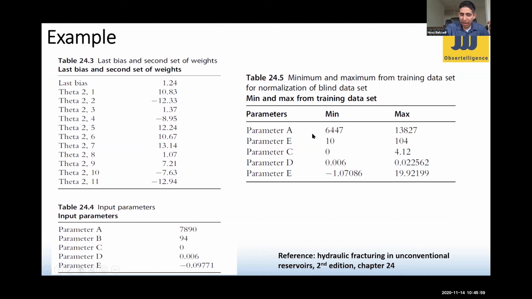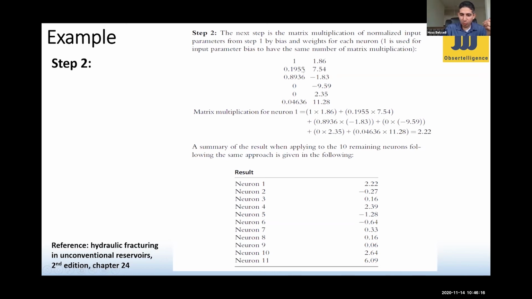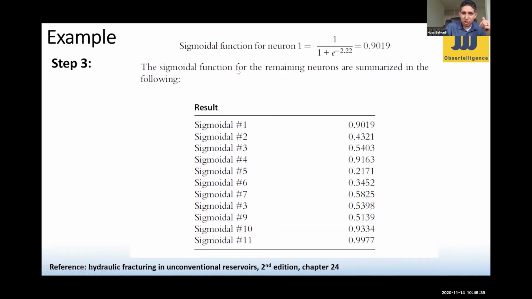The first step we did was normalize the features between 0 and 1, because the input features provided to us were not normalized. These were the original forms. Then we took the normalized input features and multiplied them by the first set of weights. If you remember, your x1 through xi times your w1 through wi. Then you applied a logistic nonlinear activation function to each one of the neurons, and here are the results.